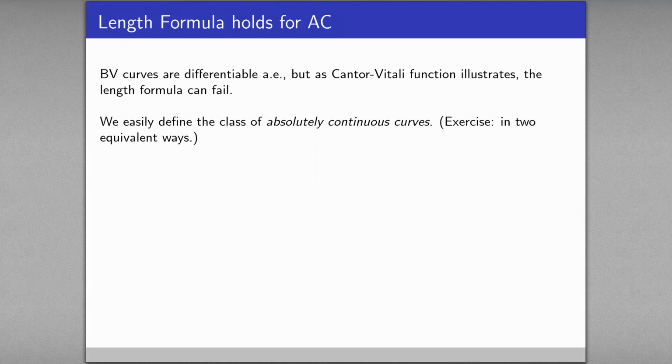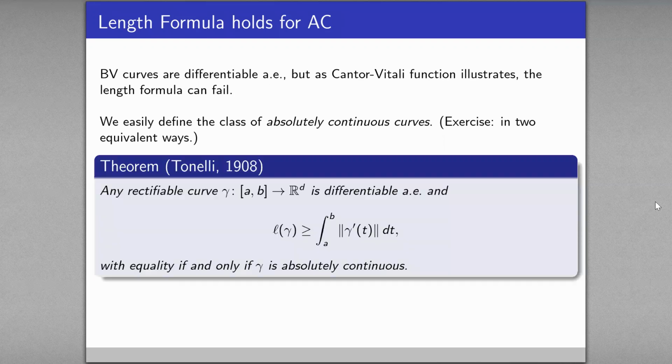Or you can just revise the definition of absolute continuity, and instead of just absolute value of real numbers, use the norm of vectors. Anyway, the question of when the length formula holds was settled by Tonelli based on contributions from Vitali.